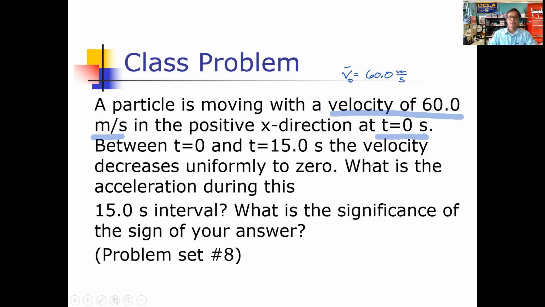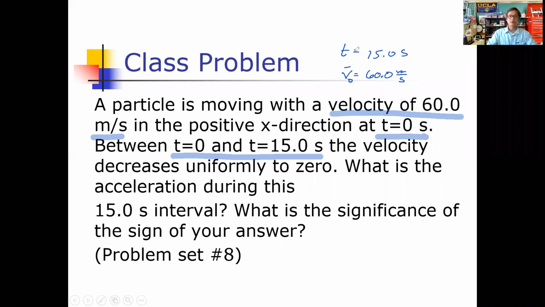And so if that's the initial velocity, what else do we have here? Let's take a look at what else we have. The time interval here obviously is from 0 to 15 seconds. So we can write down what we know: the time interval is going to be a 15-second time interval. And so with that said, what else do we know here?